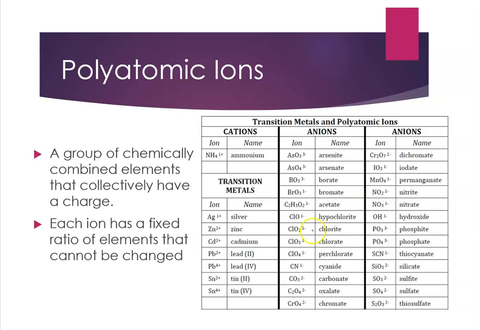So for example, if we look here, I have Cl with 1 O is hypochlorite, Cl with 2 O's is chlorite, Cl with 3 O's is chlorate, and Cl with 4 O's is perchlorate. So the number of each element that you have in your polyatomic ion matters because it changes the name of our ion. Okay, so this is really all that we need to know about polyatomic ions for the moment. We'll come back around to this when we start writing formulas and naming compounds.